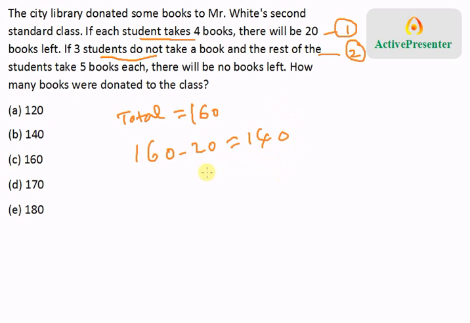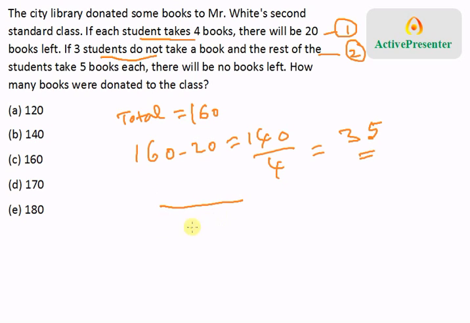Each student takes 4 books, so divide this 140 by 4. 3 times 4 is 12, then you have 2 there, then 5 times 4 is 20. So now this 140 is easily divisible by 4. So the choice of 160 total books satisfies condition number 1.